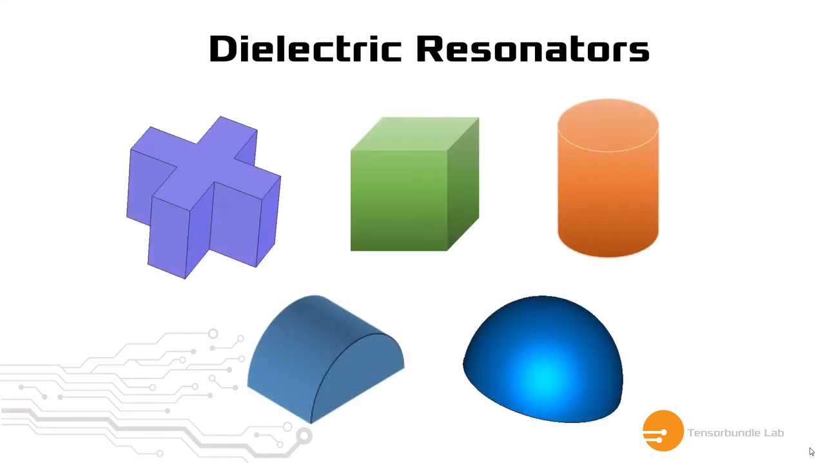These are very weirdly shaped materials that can resonate if excited electromagnetically. The resonance frequency depends on the shape of the material, and also on the type of excitation you give. For example, you can excite these materials using a microstrip, aperture, or even a probe. Different excitation types generate different modes inside these resonators, and then you will have different resonance frequencies.